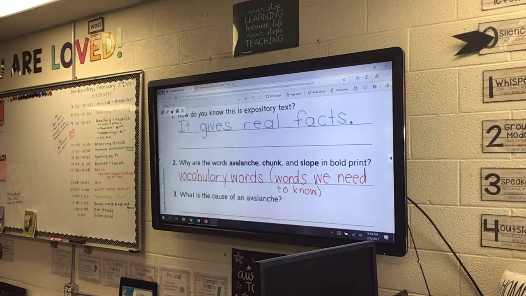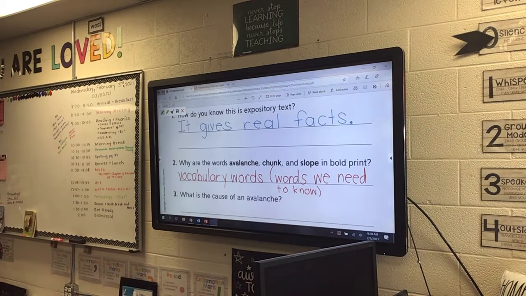Okay, write vocabulary words. And number 2, please. Where the red is. Okay, number 3. I'm going to read the question. I want you to think. What is the cause of the avalanche? So Mrs. Murphy is going to read it again. I want you to think. What is causing the avalanche?